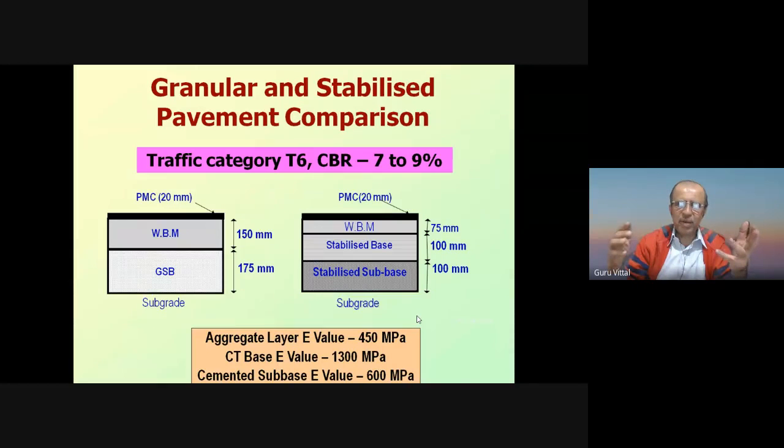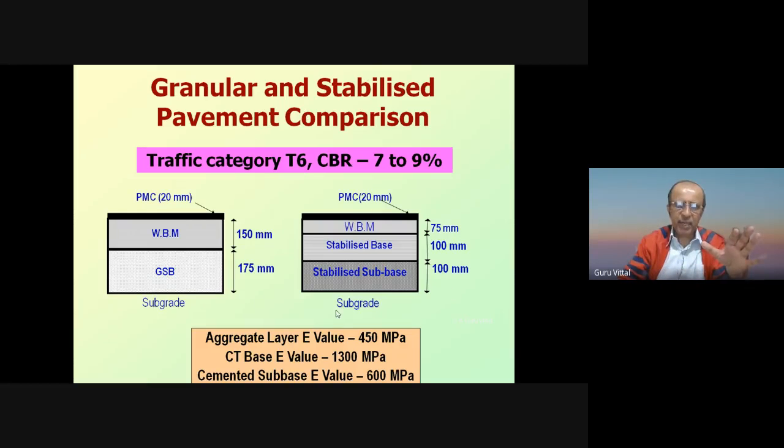The main advantage we get with stabilized pavement is the reduction in pavement thickness, because the stabilized layers have a higher E value. So a pavement of about 325 mm, which was earlier required, can be constructed with stabilized layers using up to 275 mm. So there is a net reduction of about 50 mm in pavement layer thickness.